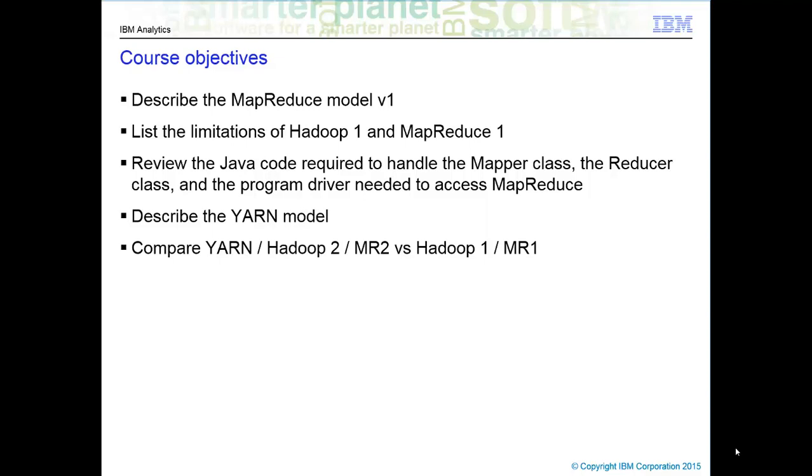Review the Java code required to handle the mapper class, the reducer class, and the program driver needed to access MapReduce. Describe the YARN model, including the features of YARN and how a YARN program is run. And finally, compare YARN Hadoop 2 MapReduce 2 versus Hadoop 1 with MapReduce 1.